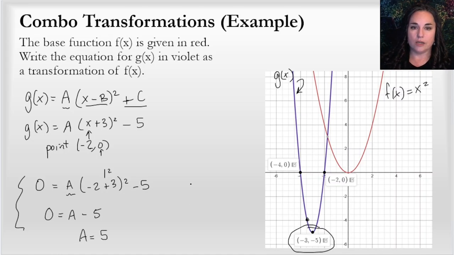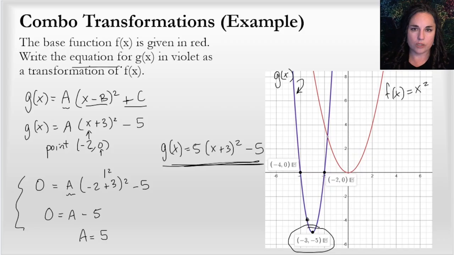It's pretty easy on that problem. We're going to come across more problems when we get to more complicated functions later where that a value might require a little bit more algebra, but that's how you do it. You just plug in a point and find your unknown. We may call this boundary conditions when you get further in science. So g of x will look like 5 times (x plus 3) squared minus 5. That's the equation, right? The equation for g of x with all of the known values. So that's how you do that problem.